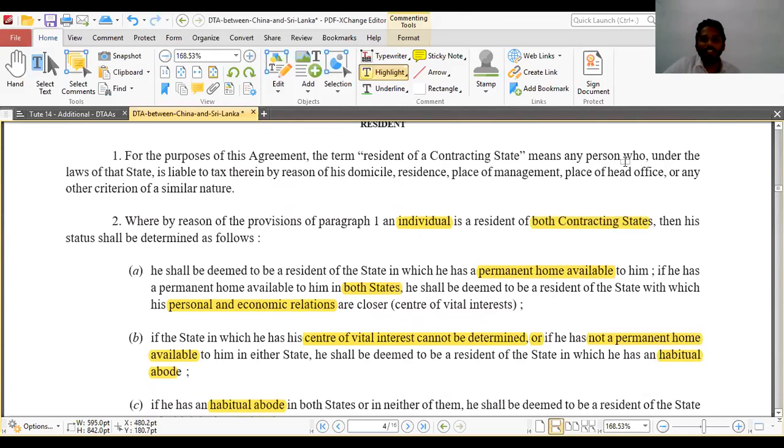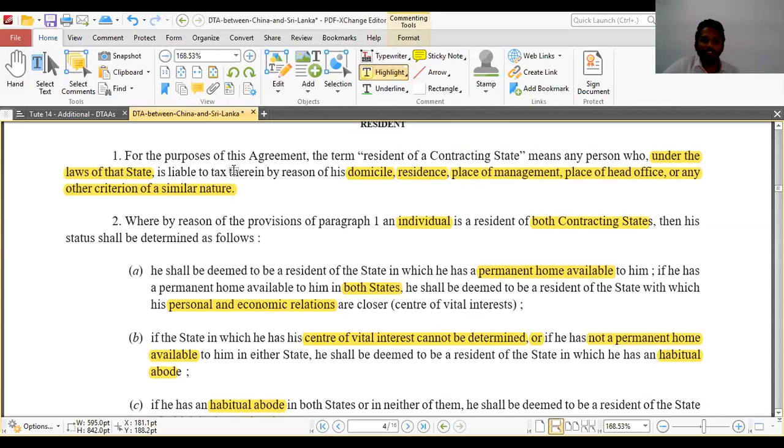Normally, first of all, we go with the Inland Revenue Act: a person liable for tax therein, whether by domicile, residence, place of management, place of office, or any other criteria of a similar nature. That is the normal way of deciding residency.